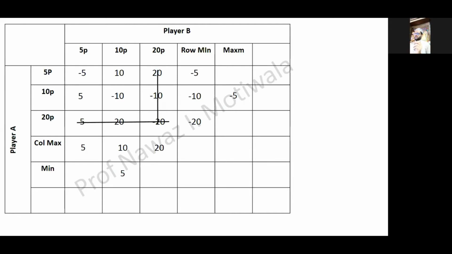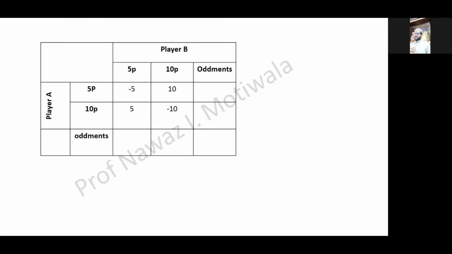What we do after this is find the oddments. For oddments, we subtract the lowest number from the highest number and place the value in the other row. In the first case, it will be 10 minus -5, so it will be 15, which will be placed in the second row. Similarly, in the second row, it will be 5 minus -10, so again 15, and it will be placed in the first row. Similarly, I will go for the other oddments. Then for writing the answers, I take each oddment divided by the total of the oddments. So it will be 15 for player A.